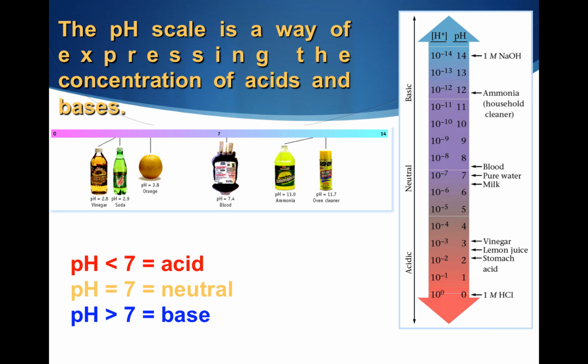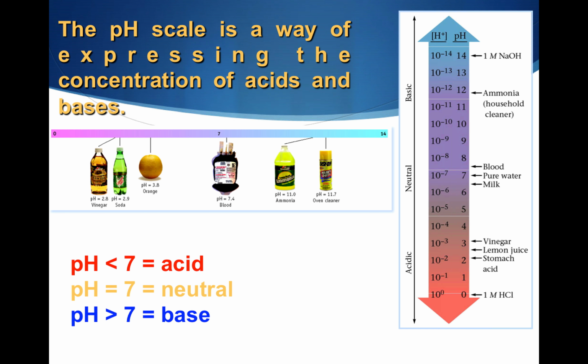The pH scale is a way of expressing the concentration of acids and bases. The pH scale is used for dilute solutions, and the pH scale ranges from 0 to 14. If the pH of a material is less than 7, it is considered an acid. If the pH is equal to 7, it's neutral. And if the pH is greater than 7, it's a base.